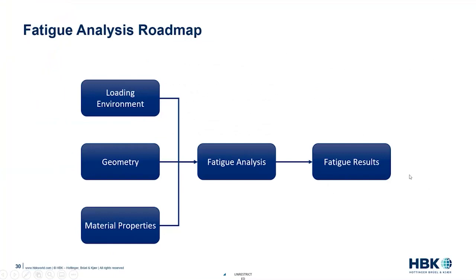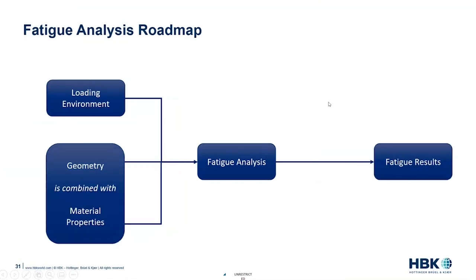So if we look at a general fatigue analysis roadmap, we've got three inputs. We've got something about the loading environment, we've got the geometry or the shape, we've got material properties, and with that information we can do fatigue analysis, and we can get some fatigue results. As we work with welded joints, our geometry is combined with the material properties.